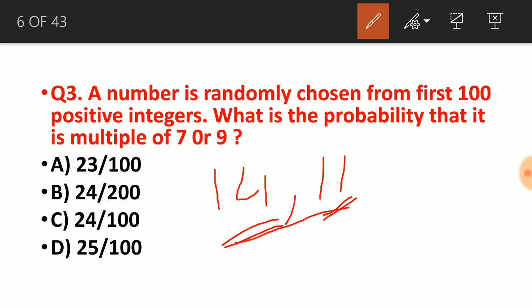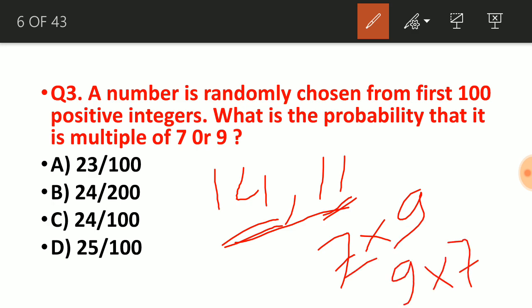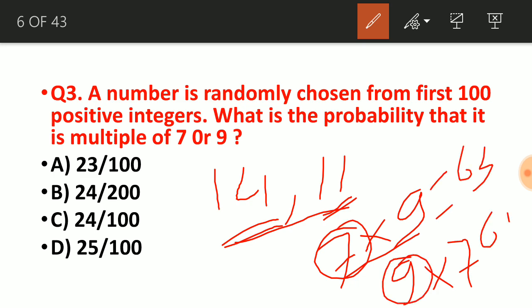Among these there is an "or" condition, which means we can add these. There are 25 terms that are multiples of 7 or 9, but one term is repeated there, 7 into 9 or 9 into 7, that is 63. In the multiples of 7 we have counted 63, and in the multiples of 9 also we have counted 63. Because of that 63 came here twice.